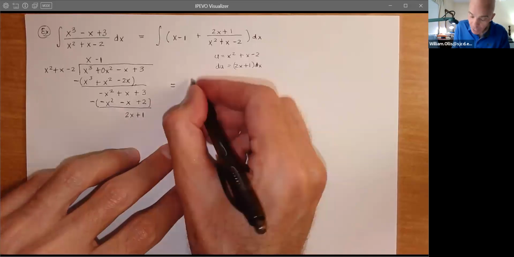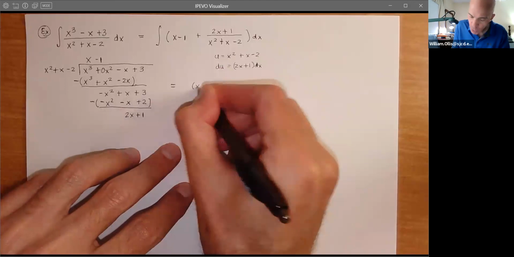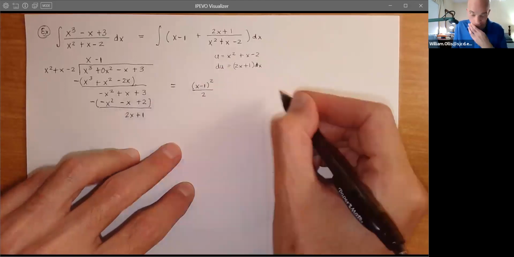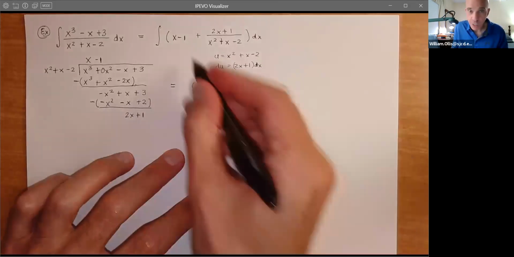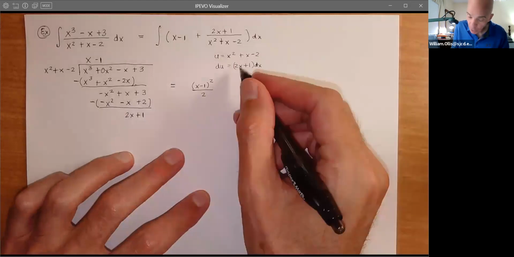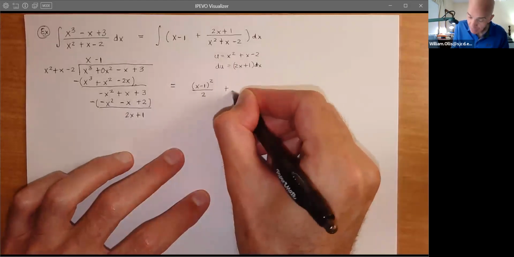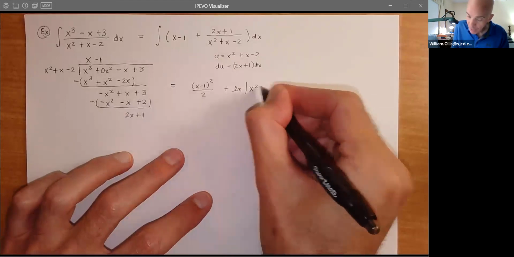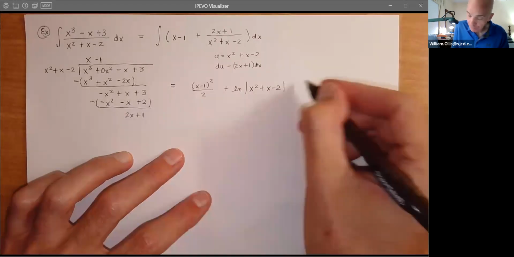So now we get what? X squared. Well, what do we do? X minus 1 squared over 2. That's an easy integral, because if you differentiate that, you get x minus 1. And then here, this will be what? Plus ln of the absolute value of x squared plus x minus 2, plus a constant.